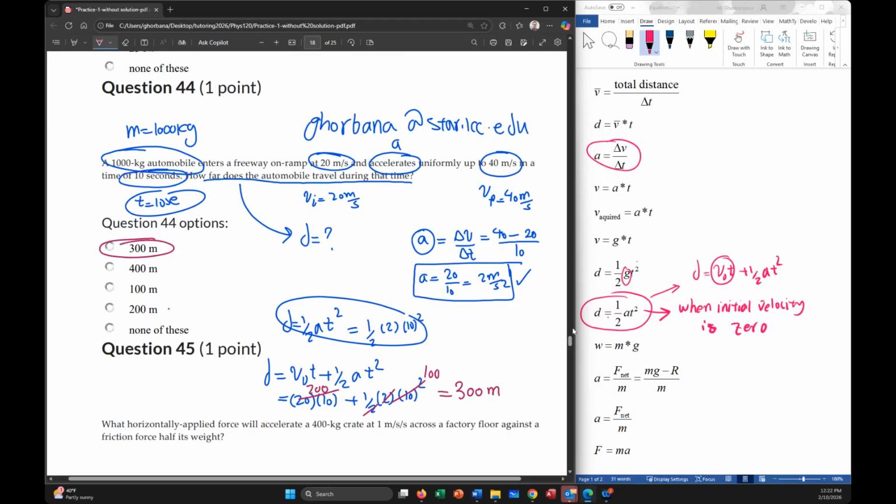I don't understand how they were getting... Again, just make sure that when you are using a formula, you can add something in your notes: this is for when there is acceleration but the initial velocity is 0. But when there is an initial velocity, you need to add this term to the equation: V0t plus 1/2 at squared.